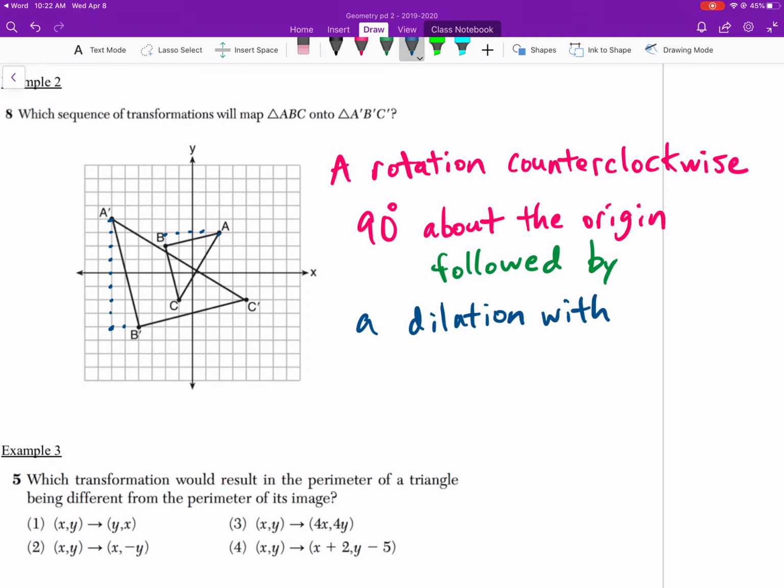So a dilation with scale factor 2 centered at the origin.